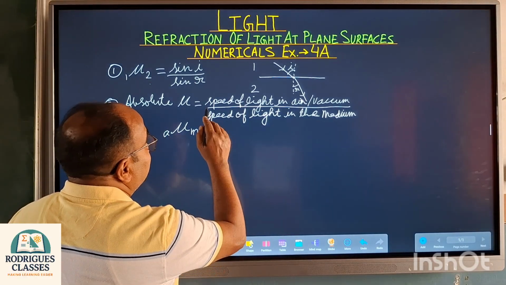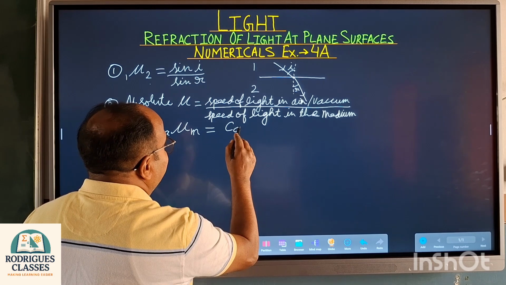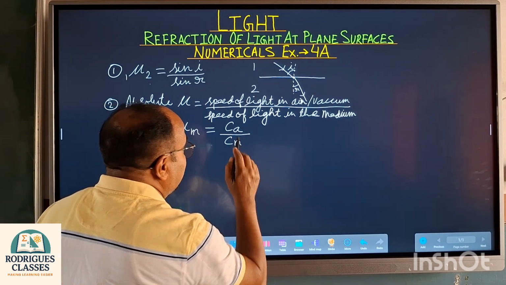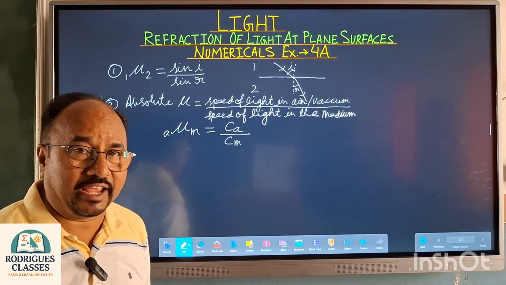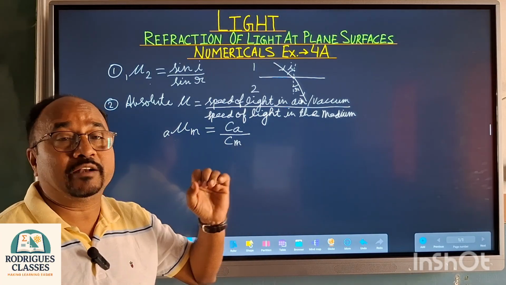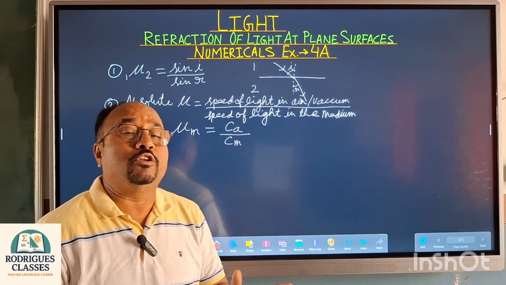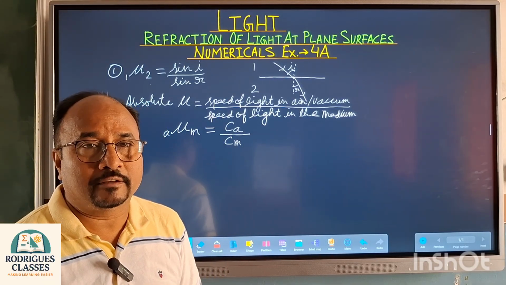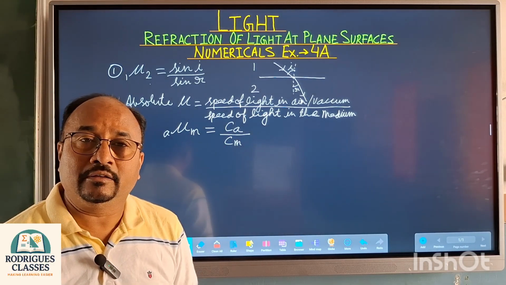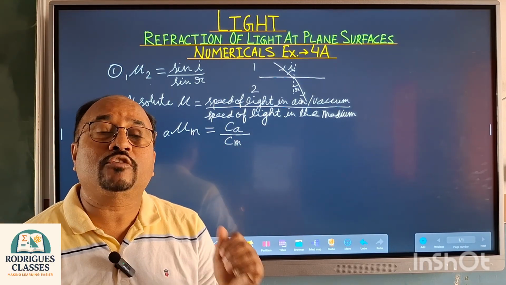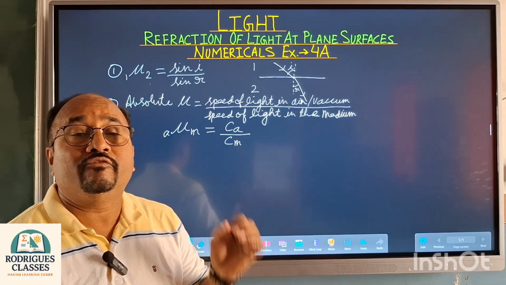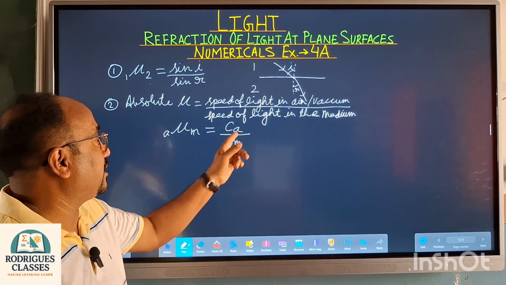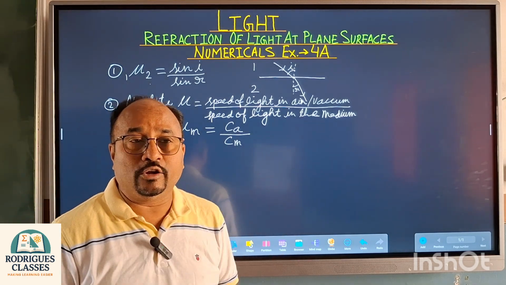So here we will get the speed of light in air, which I will write as Ca, and then the speed of light in that medium. Remember, the speed of light will change, so the speed of light in that medium will be taken. We know that the speed of light in air is maximum, so that is there in the numerator. So the refractive index of any medium compared to air will never be less than 1, because the numerator will always be greater than the denominator.